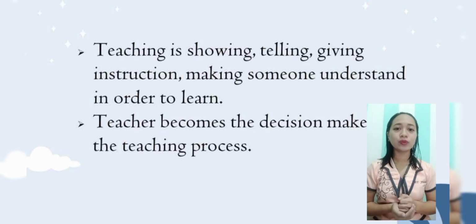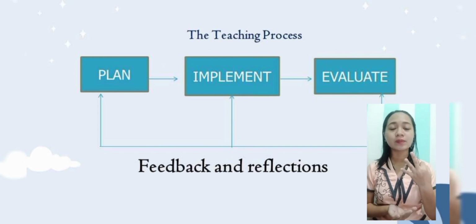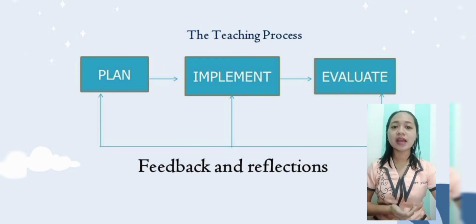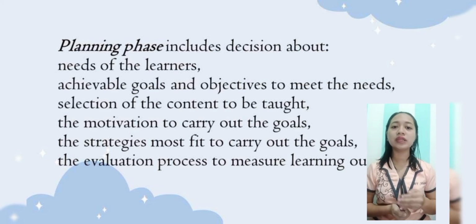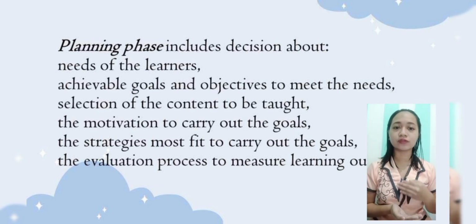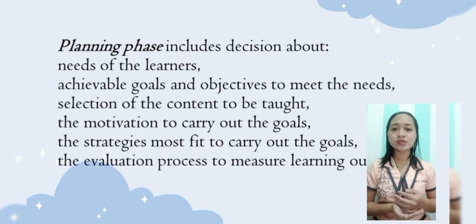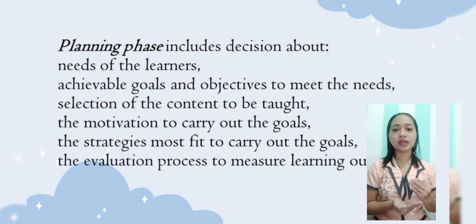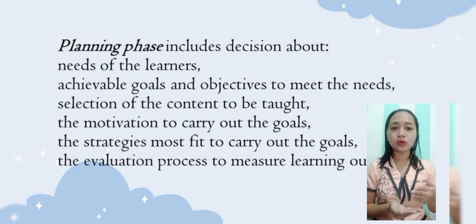So with this, we have the teaching process: we plan, implement, and evaluate. And along with these three phases, we have the feedback and reflections. First, the planning phase includes decisions about the needs of the learners. So we need to know what the learners need in order for them to learn. And next is to achieve goals and objectives to meet the needs. So we have to set goals and objectives, the vision that we need in order for the students to meet their needs, in order for the teachers to strategize.